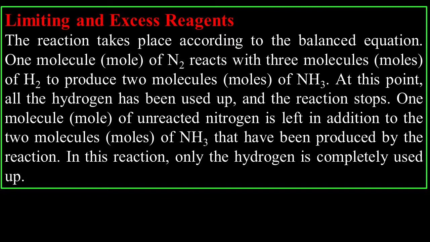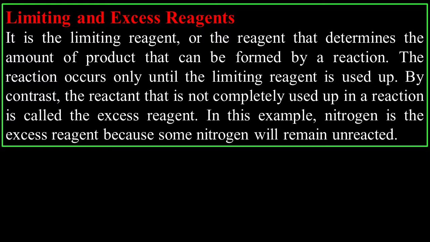1 molecule or mole of nitrogen reacts with 3 molecules or moles of hydrogen to produce 2 molecules or moles of ammonia. At this point, all the hydrogen has been used up and the reaction stops. 1 molecule or mole of unreacted nitrogen is left in addition to the 2 molecules or moles of ammonia that have been produced by the reaction. In this reaction, only the hydrogen is completely used up. The fact that you used more of one substance than you need is not going to encourage the production of more product. It's simply going to be a waste.